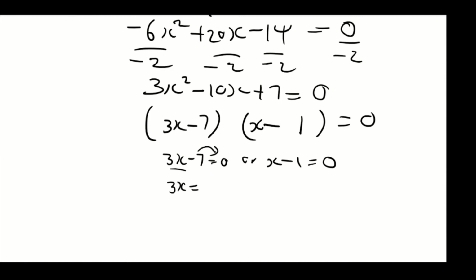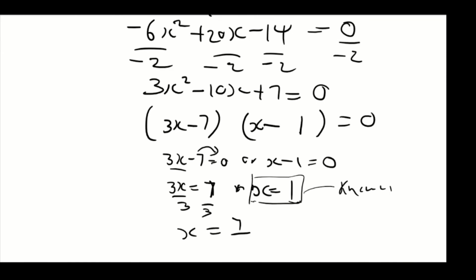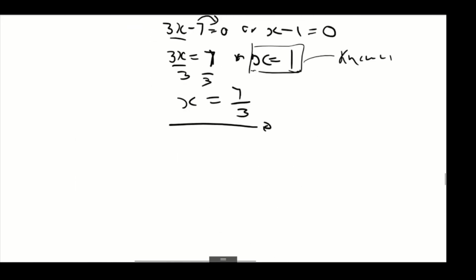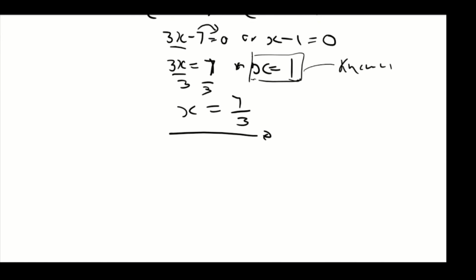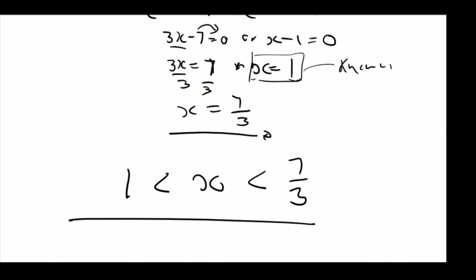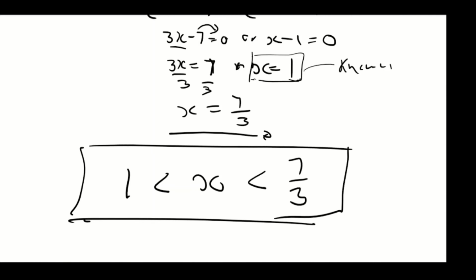We have 3x equals 7, or x is equal to 1. So this was the first turning point, which was already known. So we divide by 3 on both sides here, so x equals 7 over 3. So this is the other turning point. So now, because our graph increases between these two turning points, we're going to say x must lie between 1 and 7 over 3. So this is where our graph is increasing.